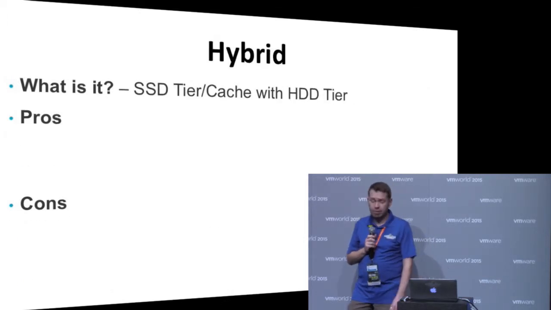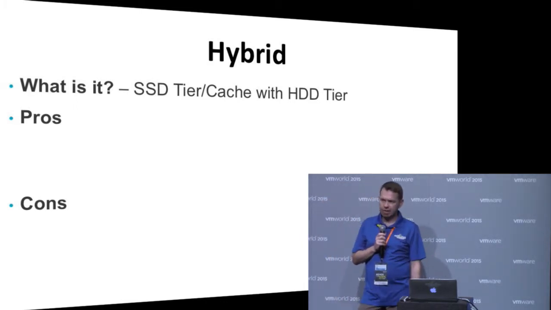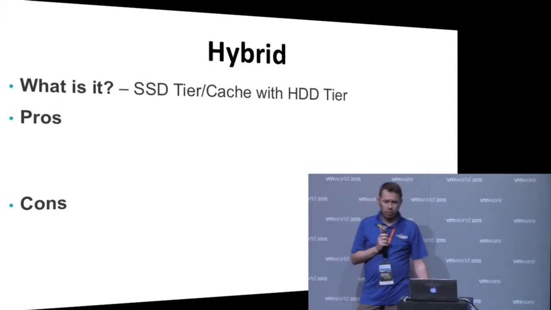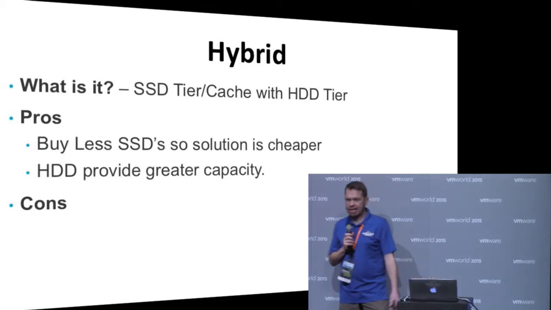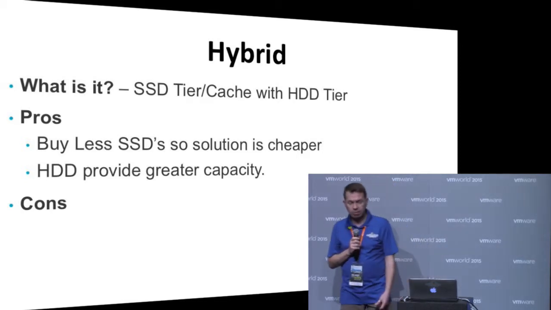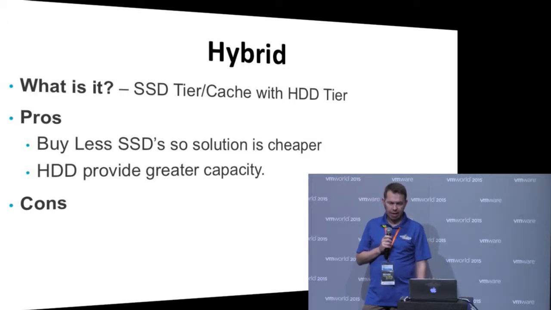Yeah. Next one's a hybrid. So what's a hybrid? Well, basically that's where we're combining SSDs with hard drives. There might be an SSD tier in the array, or it could be a cache or something like that. And then we've also got a hard disk drive capacity tier as well. Some of the pros of that: you're purchasing fewer SSDs, so surely the solution should be cheaper. And also, hard disk drives are being used to provide capacity as well, so a greater capacity could potentially be provided as part of that solution.